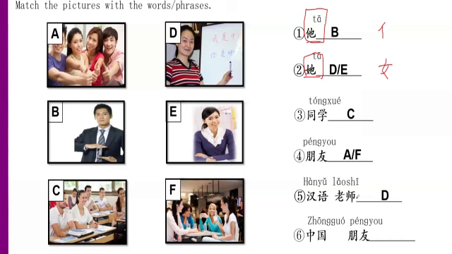汉语老师. Okay, number 6. 中国朋友. What's the meaning? 中国, Chinese friends. So which picture matches F? A? Yes, Chinese friend. 中国朋友.